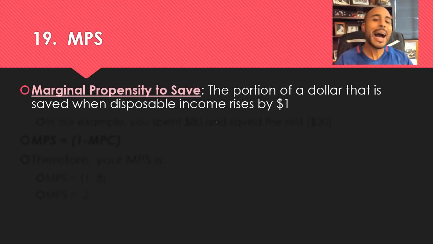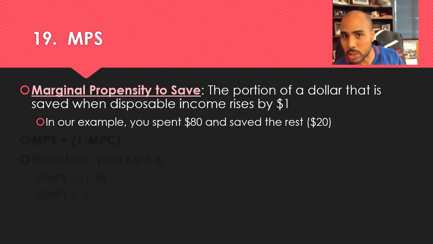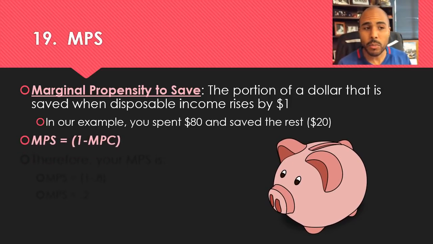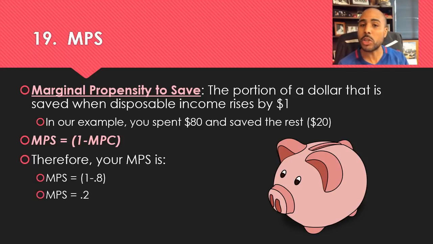Now, the opposite of the marginal propensity to consume is the marginal propensity to save. That's the portion of a dollar that is saved when your disposable income rises by $1. In our example, you spent $80 and you saved the rest, $20. So the marginal propensity to save is equal to 1 minus the MPC. Therefore, your marginal propensity to save is 1 minus 0.8, which is 0.2. So in this scenario, your marginal propensity to save is 0.2.